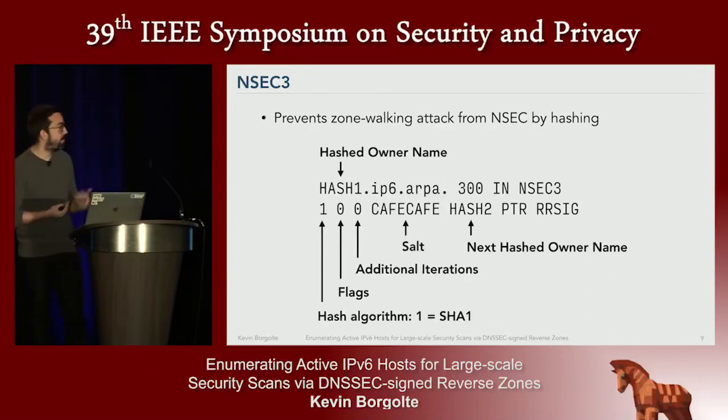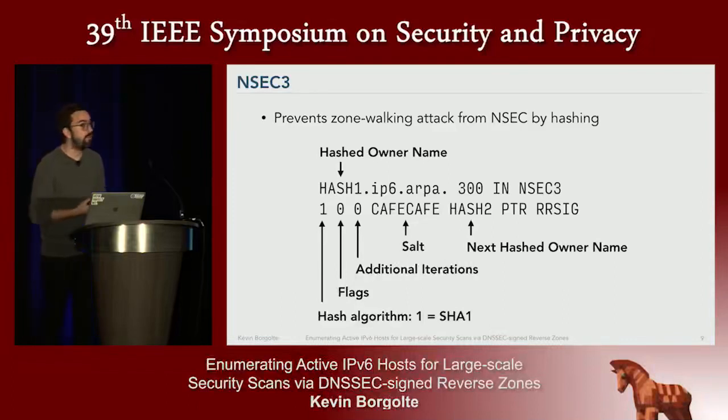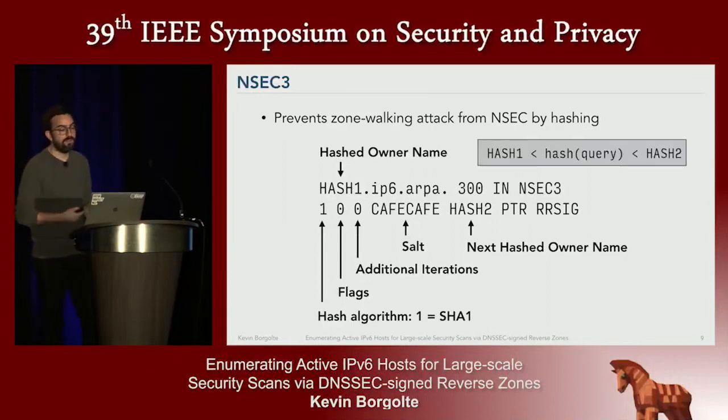In this case, it's SHA-1. And as far as I know, it's the only one that's supported by the RFC for DNSSEC, so it's still only SHA-1. It has some additional flags, and it sets additional iterations. And then if you want to check whether a domain actually does not exist, you would just verify that whatever domain you queried for, so in this case, just query, that the hash of this, given the parameters of the NSEC3 record, falls between hash 1 and hash 2.